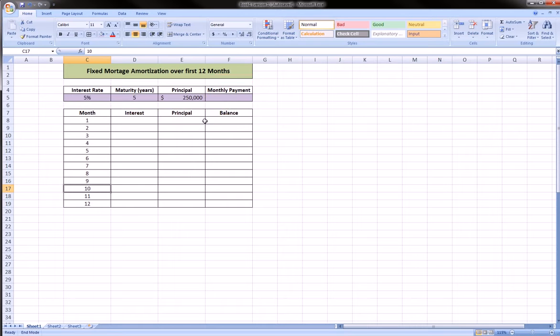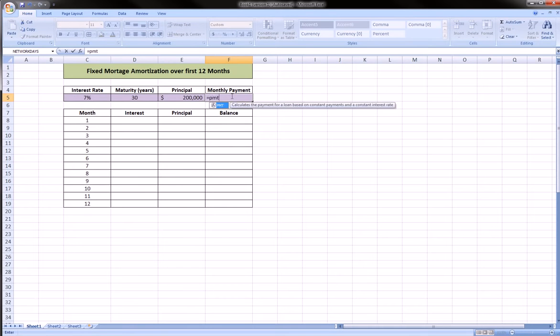So first let us calculate the monthly payment. This is a 5% interest rate. Let's change this to 7%, let's make this a 30-year, and let's make this loan for $200 flat. So let's calculate the monthly payment. We use a function in Excel called PMT.